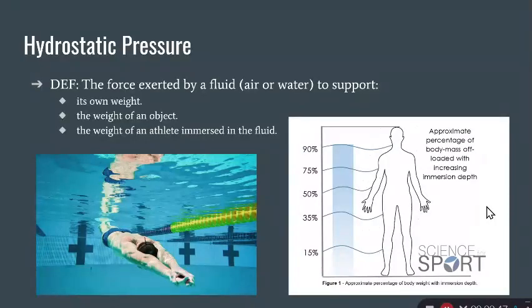First, hydrostatic pressure. Hydrostatic pressure is defined as the force that a fluid exerts in order to be able to A, support its own weight, B, support the weight of an object, and C, support the weight of an athlete that is in the fluid. For example here, you've got the pool. The water in the pool exerts hydrostatic pressure to, number 1, support any water above it, number 2, support the weight of any object in it, such as these lane lines, and number 3, support the weight of the athlete that is swimming in here.